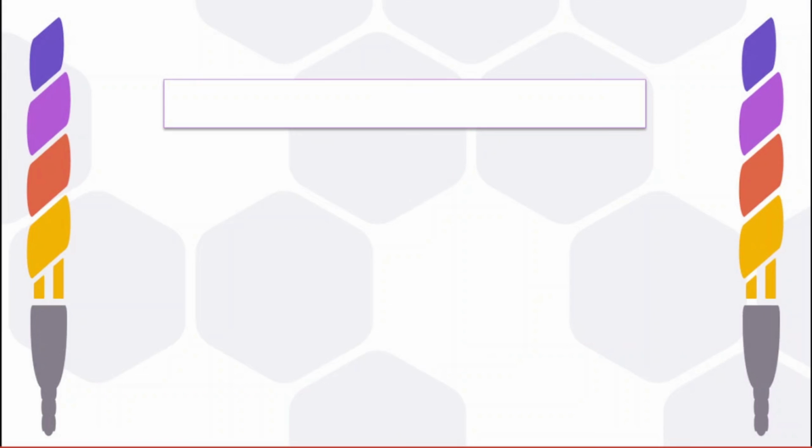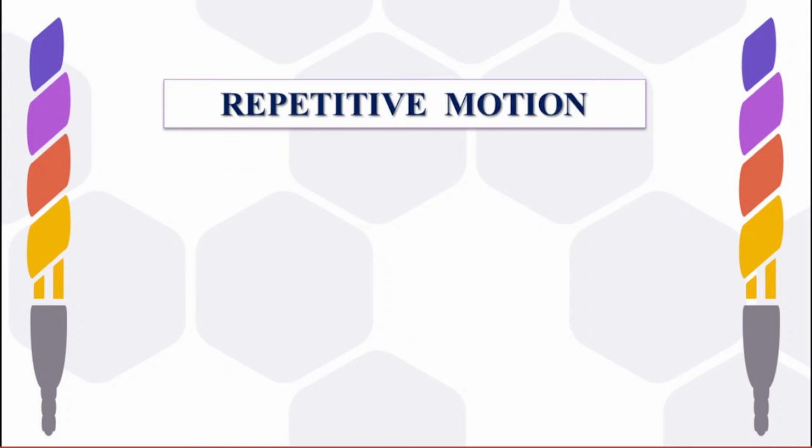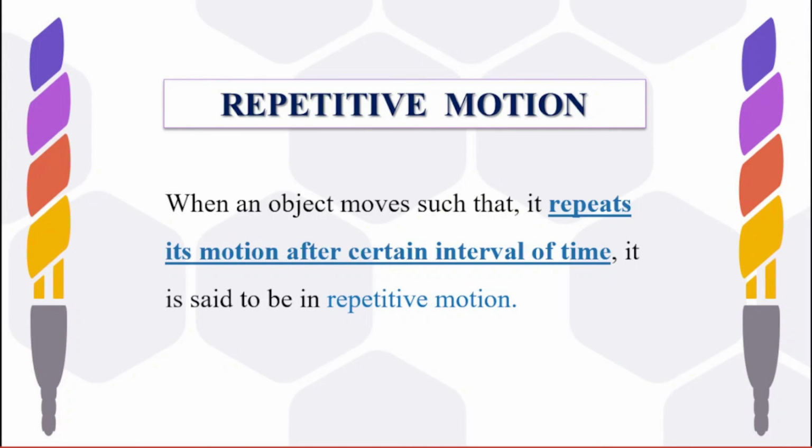Next we are going to discuss repetitive motion. When an object moves such that it repeats its motion after a certain interval of time, this type of motion taking place continuously at regular intervals of time is called repetitive motion.